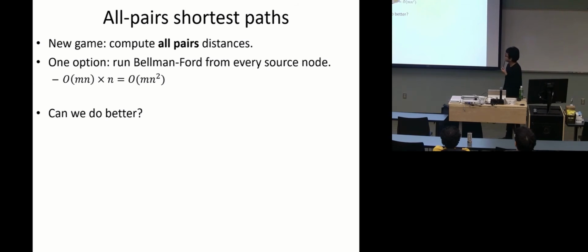Okay. So now if we want to compute all pair distance, one option is just to run the previous algorithm from every source. We would get all pair distance. But the running time would be mn for each time we run Bellman-Ford, and do it n times. So that's mn squared. Well, can we do better? Yeah, of course.